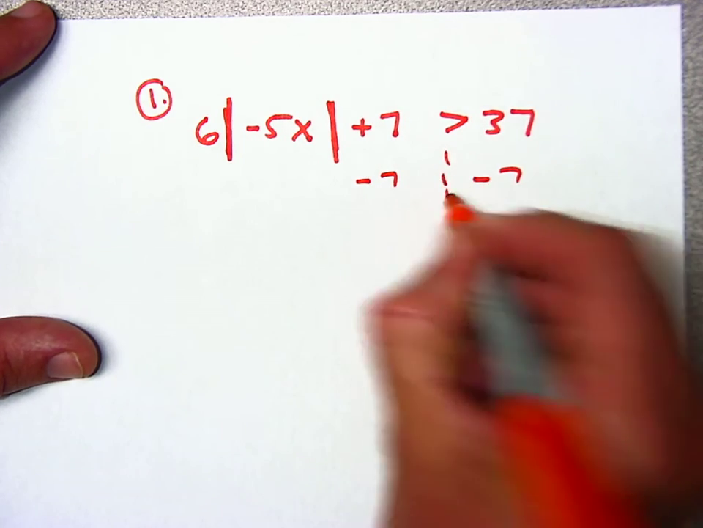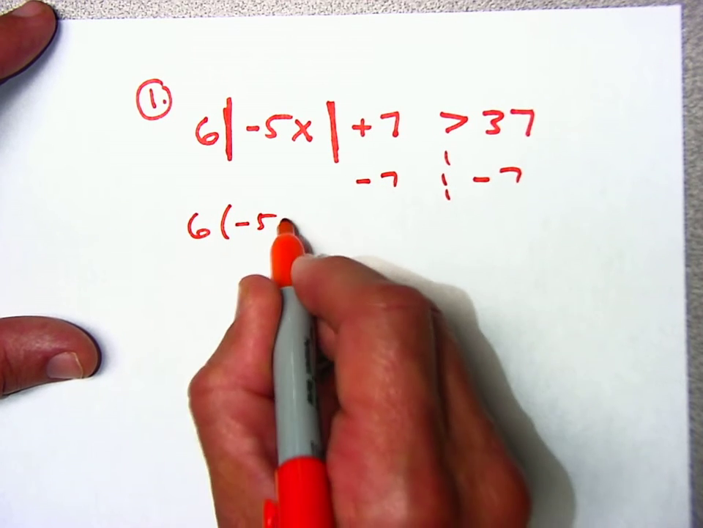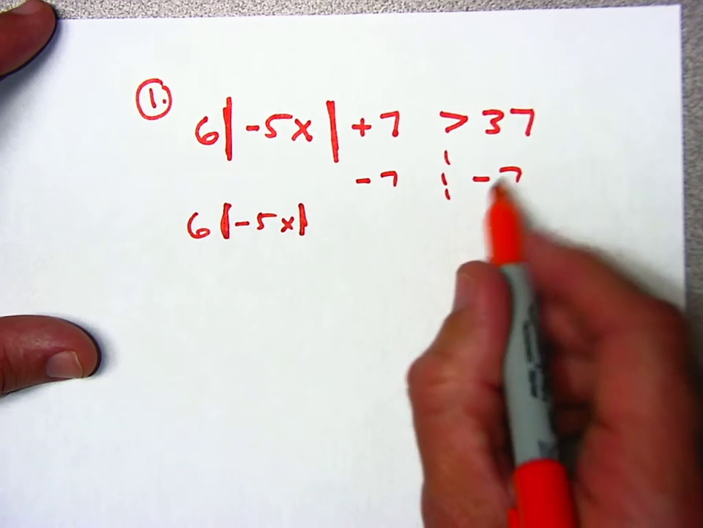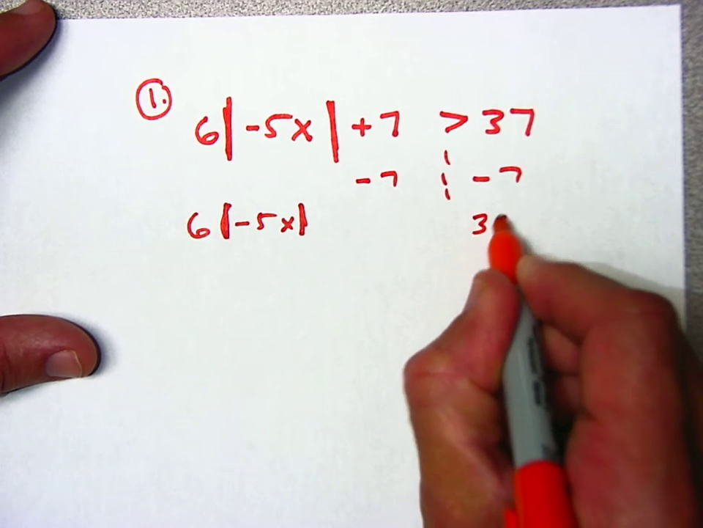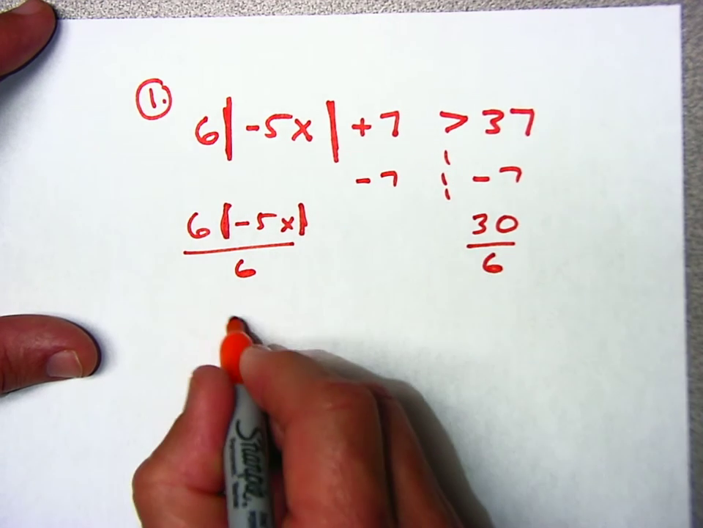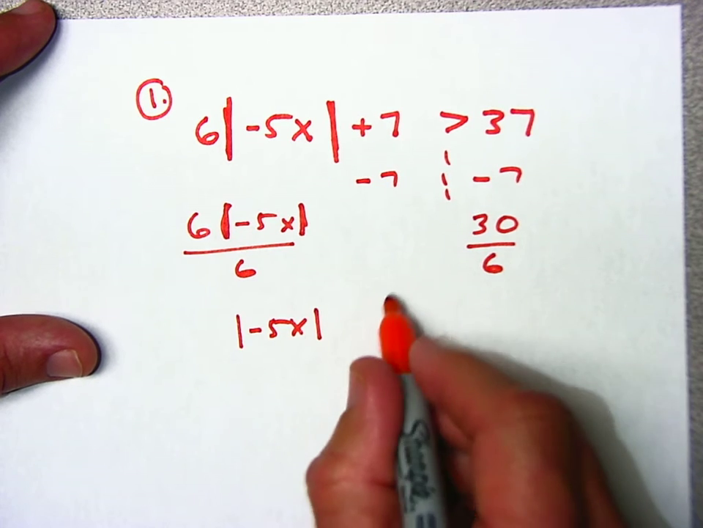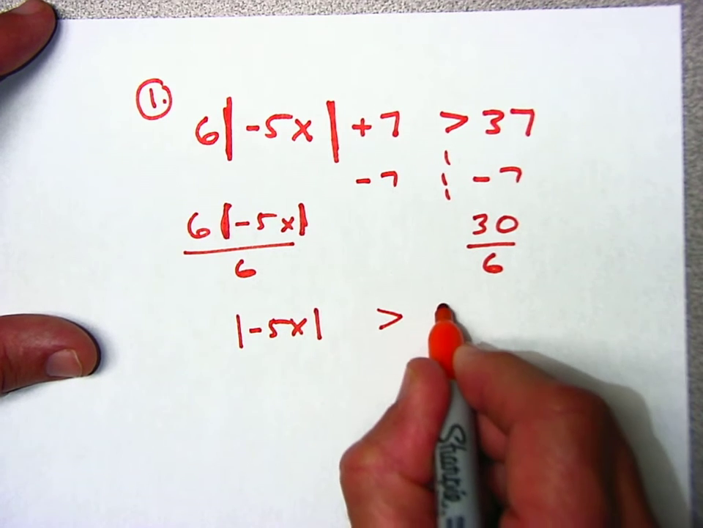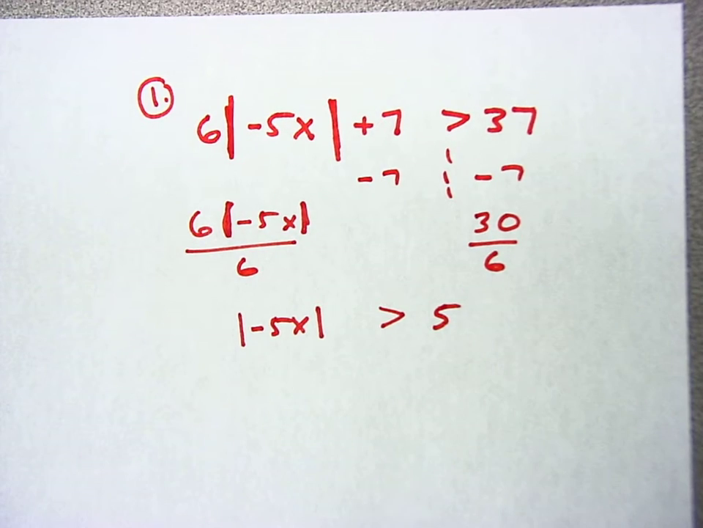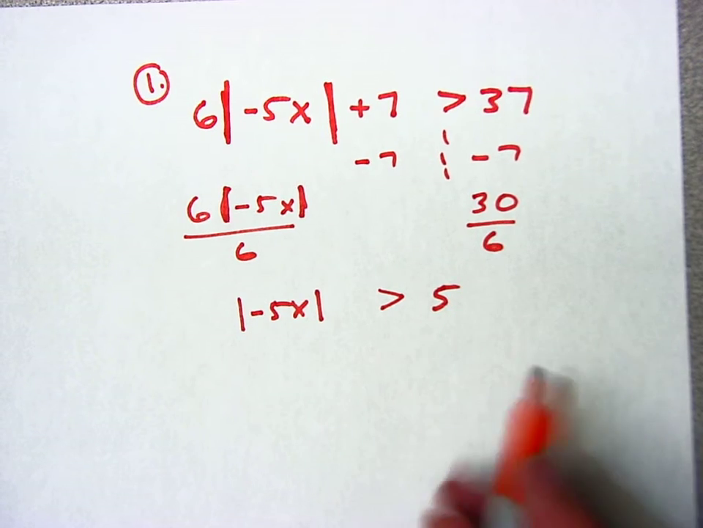Here's your dotted line that I like. Leave the 6 alone for a second. Leave the absolute value of negative 5x alone for a second. Then you have 30 over here. Then you're going to divide by 6, and now you have the absolute value of negative 5x, keep the greater than, is 5. You with me so far? We didn't have to flip the inequality because we divided by a positive 6, so we're good there.